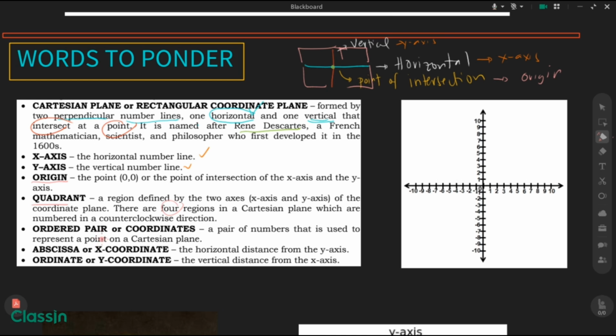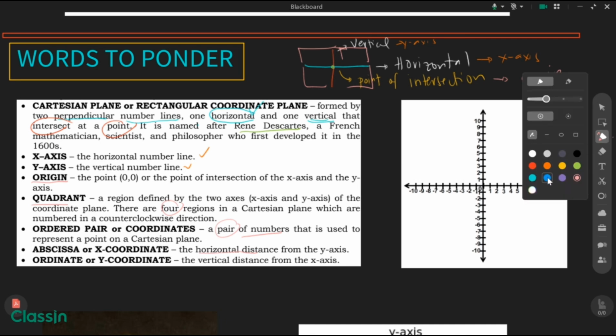And the next one is the ordered pair or coordinates. It is a pair of numbers that is used to represent a point on a Cartesian plane. I'm going to explain that further later. And second to the last one is the abscissa or x-coordinate. It is the horizontal distance from the y-axis. And for the ordinate, the vertical distance from the x-axis. So this is called x-coordinate and y-coordinate.